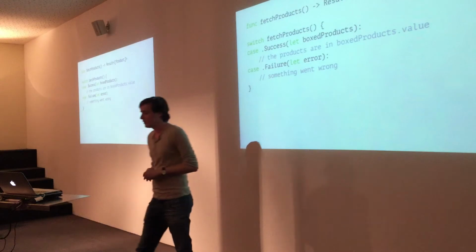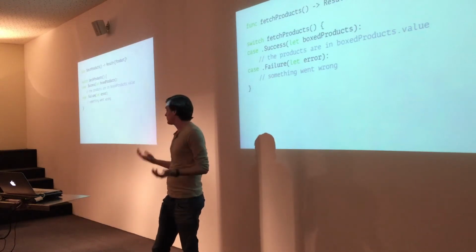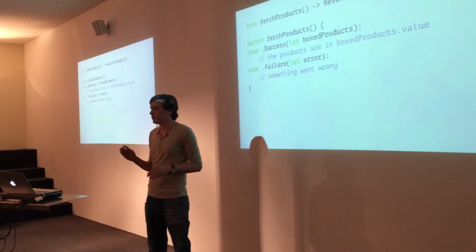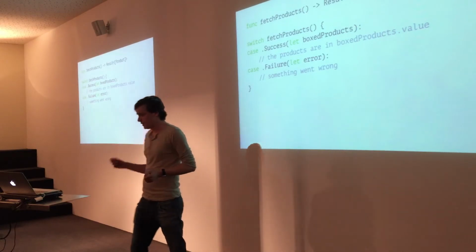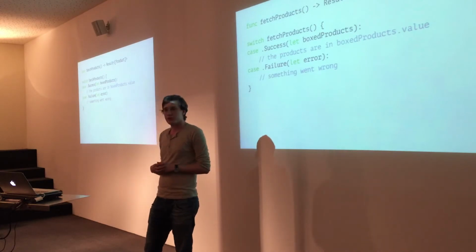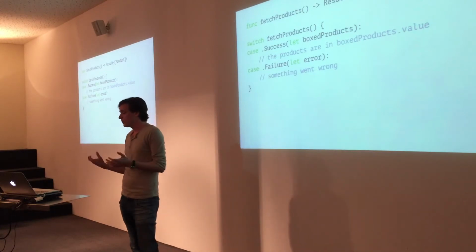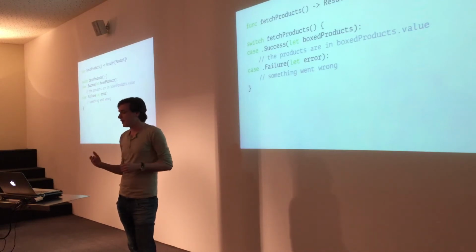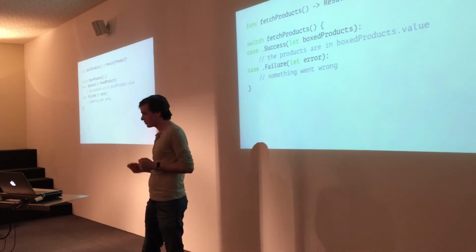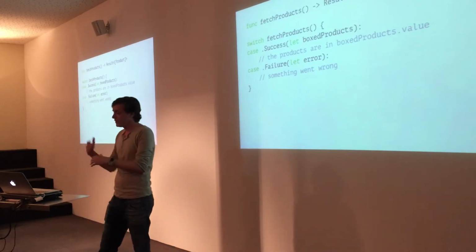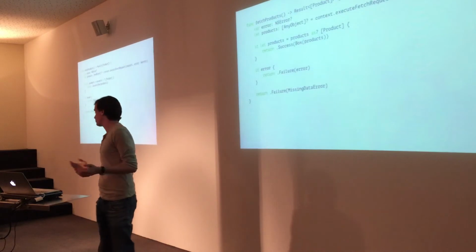So if we have an operation that can fail, we can choose to return a result instead of having an error parameter. In this case, we have a fetch products operation, and we return the result, which will be an array of products. So if we call this function, we either get a success with the array of products, or a failure with an error.